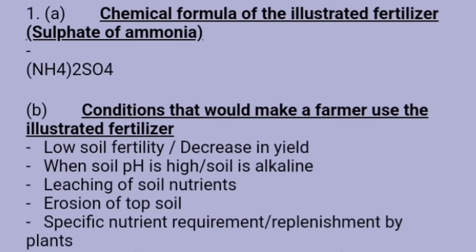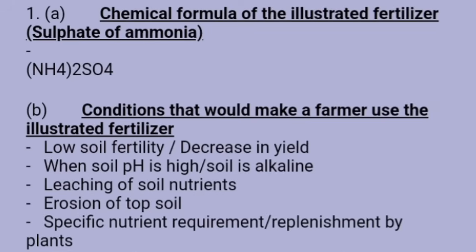Okay, now the chemical formula for sulfate of ammonia, that's ammonium sulfate, is (NH4)2SO4. And then the conditions that would make a farmer use ammonium sulfate is low soil fertility. The fertility is low, so he needs to increase it. Then you use that fertilizer. Or decrease in yield. You want to increase the yield because there is a decrease in yield, so you use such fertilizer.